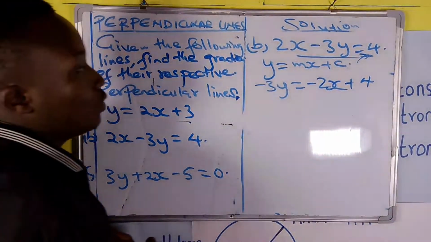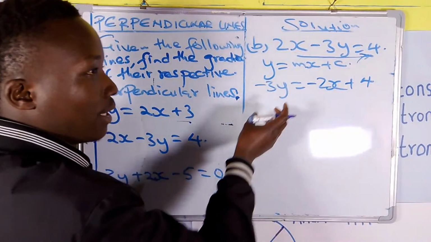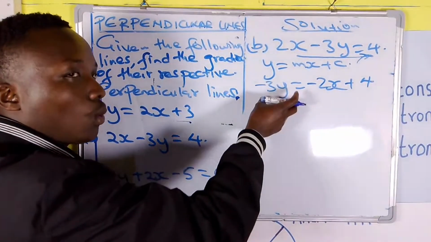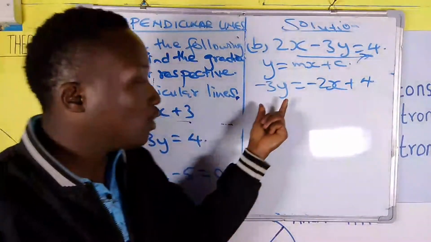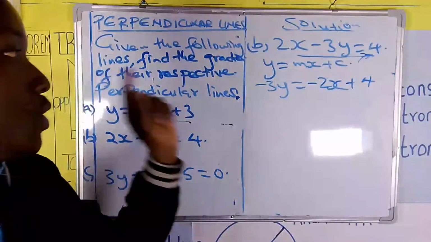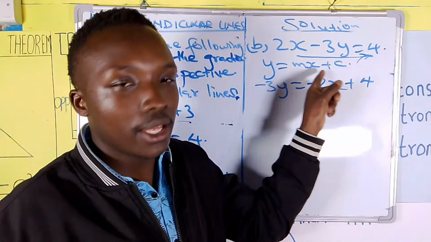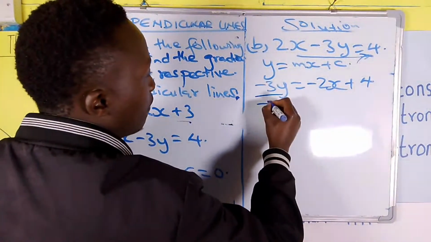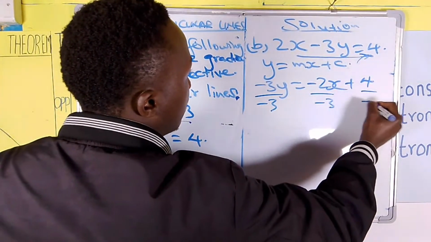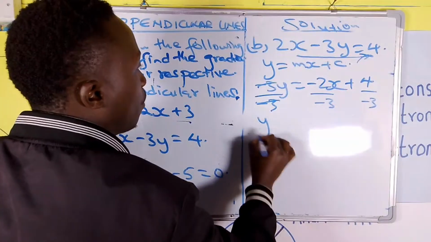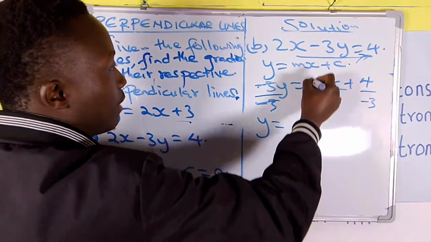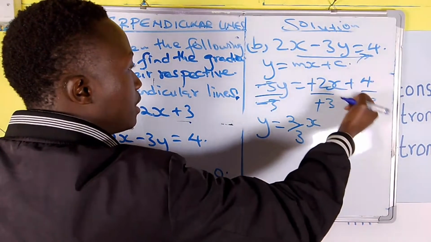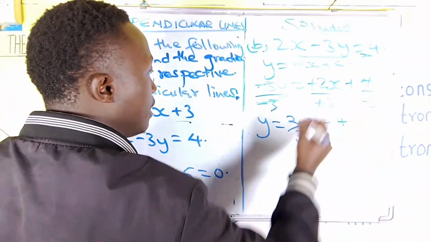For us to be left with y, remember you cannot determine m, the gradient, if the coefficient of y is not 1. You must ensure that the coefficient of y is 1, and your equation is written in the form y equals mx plus c for you to determine the gradient. So we will now divide everything by negative 3, and we will end up getting y is equal to, negative and negative will become positive, 2 over 3x, positive and negative is negative, minus 4 over 3.